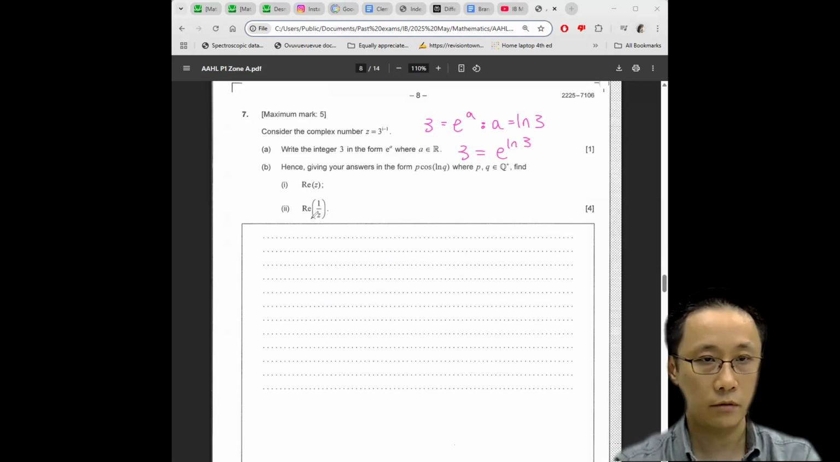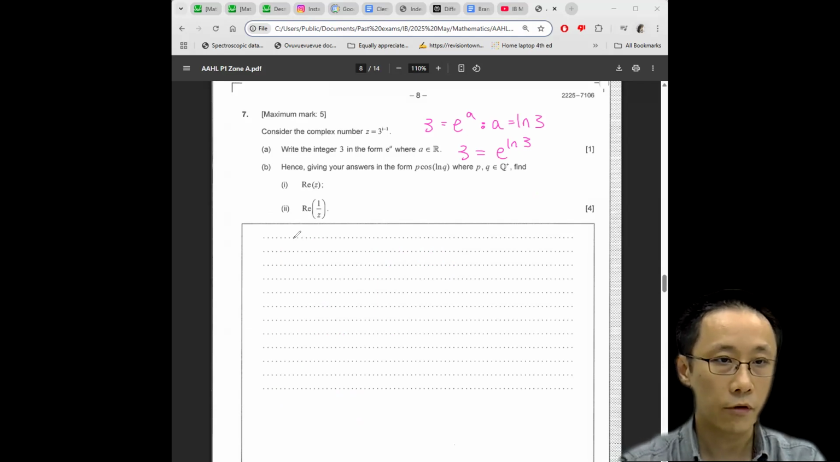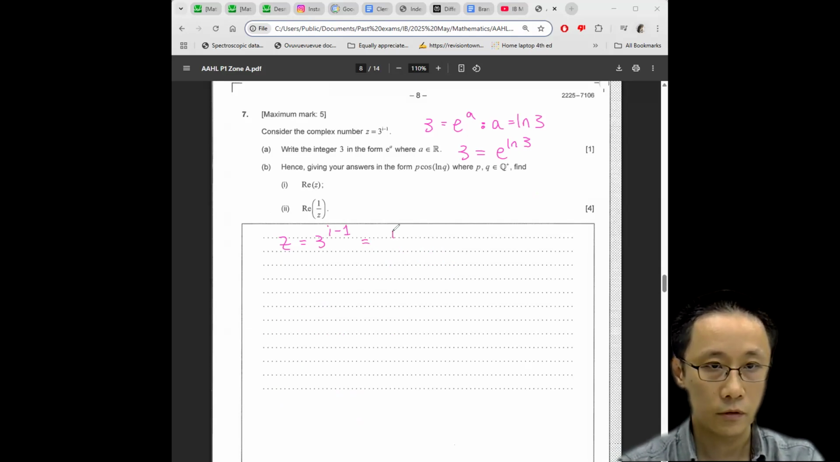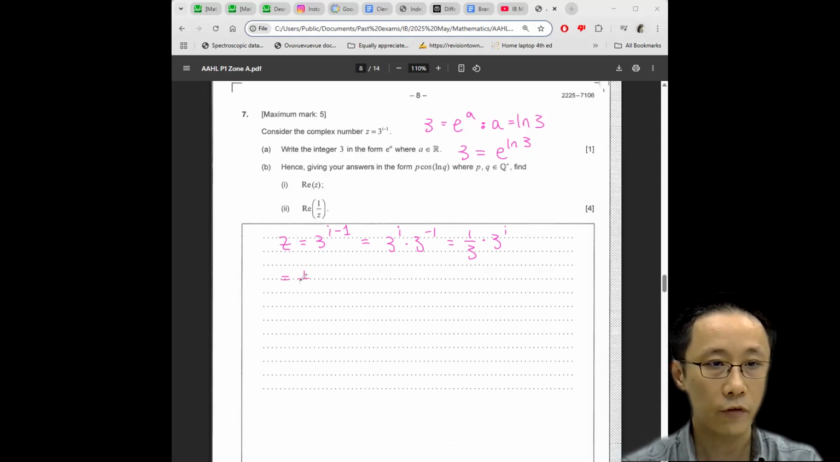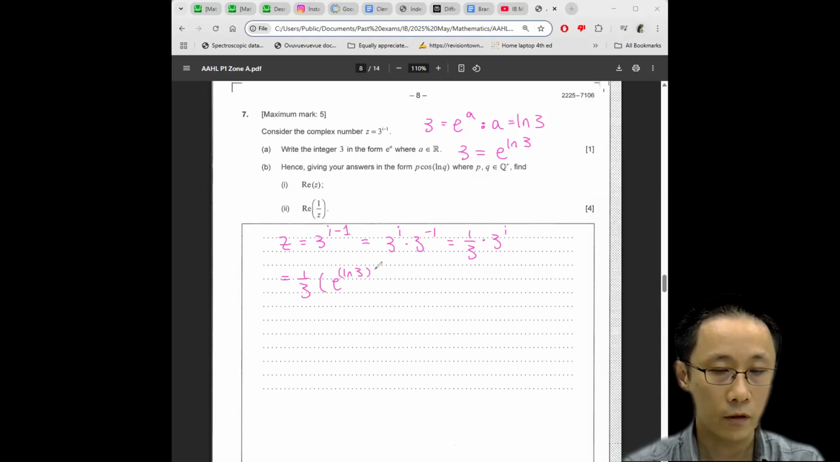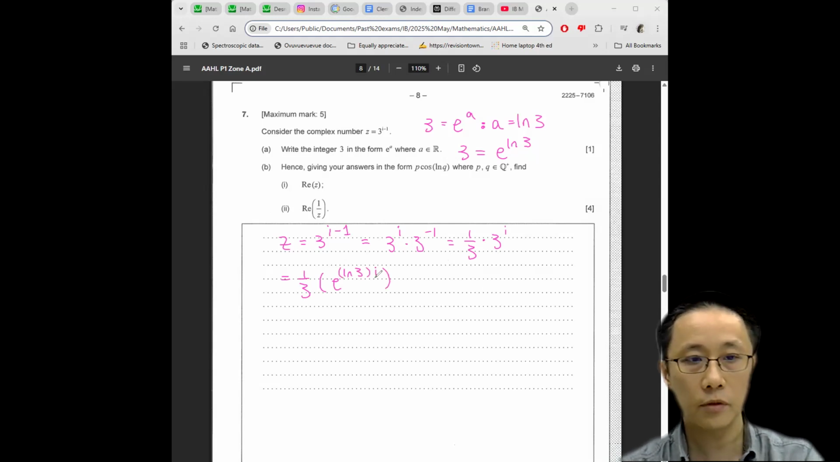So using this result for part b, z equals 3 to the i minus 1, and what I would like to do is to first isolate the minus 1. This is 3 to the i times 3 to the negative 1, which equals 1/3 times 3 to the i. And using the result from above, we have 1/3 times e to the ln 3 times i, according to exponent laws.